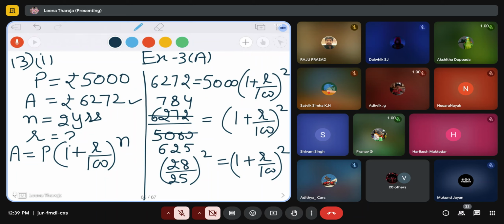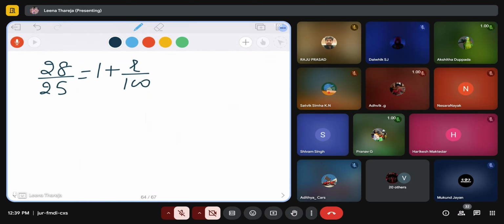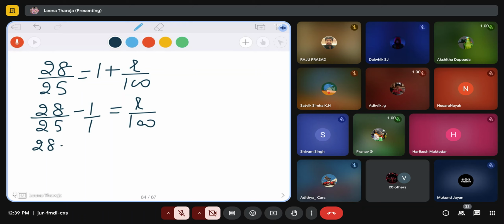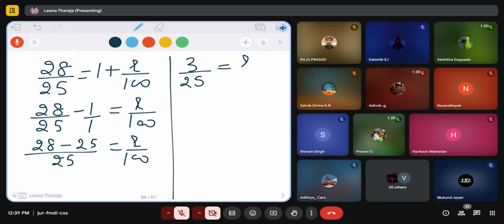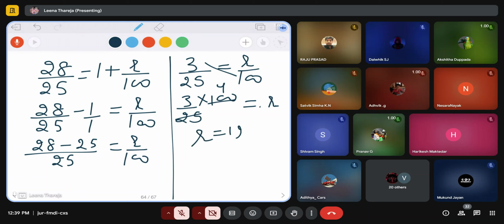Shall I move to the next page? Yes, ma'am. See, 28/25 minus 1 will come on this side, R by 100. As usual, you need to take the LCM, it becomes (28 minus 25)/25 = R/100, which is 3/25 = R/100. Then 3/25 into 100. I am shifting the 100 so that you can get the value of R. Now 25 fours are 100, so R is equal to 12. When you write the answer, you need to write the units also.